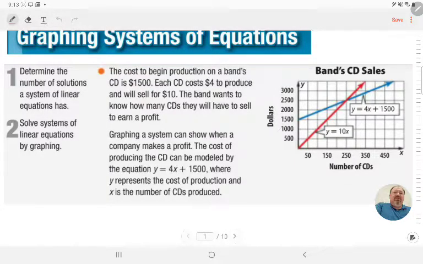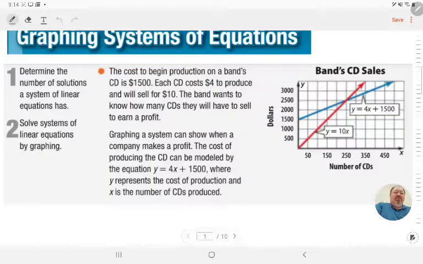It says the cost to begin production on a band CD is $1,500. Each CD costs $4 to produce and will sell for $10. The band wants to know how many CDs they will have to sell to earn a profit. So, graphing a system can show when a company makes a profit.